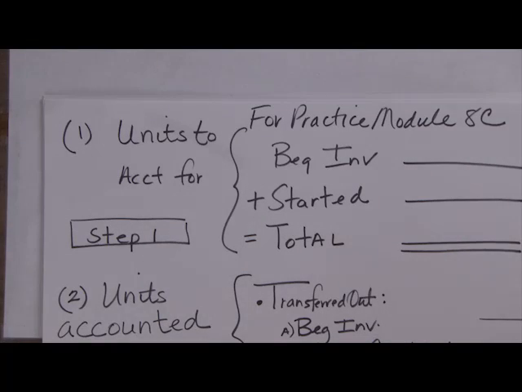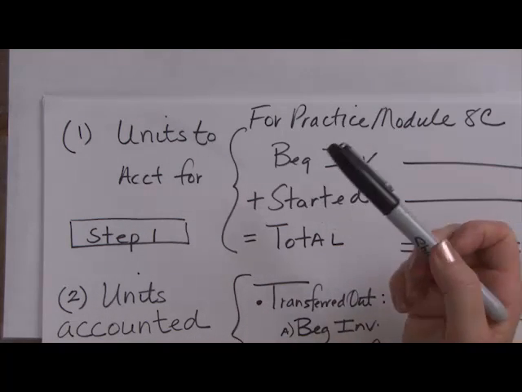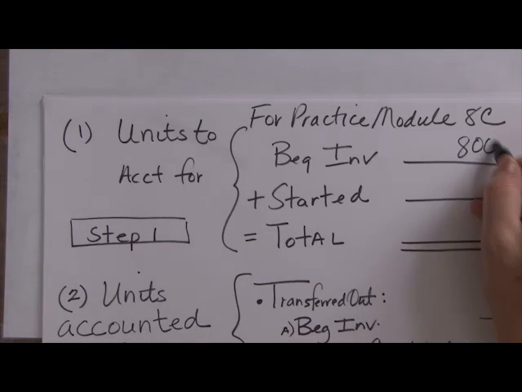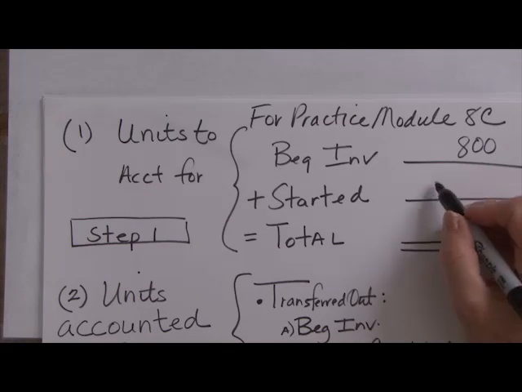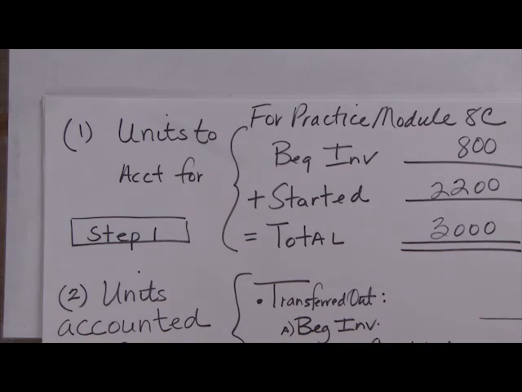In the for practice module C, the first thing I asked you to do was to work on step 1 using the data that was given to you in your lecture notes. It's important for us to make sure that when we use FIFO, the units we have to account for will equal the units accounted for. So we had 800 units in beginning inventory, we started 2,200, totaling 3,000 units to account for.